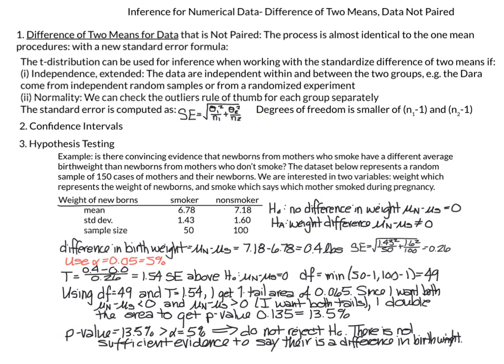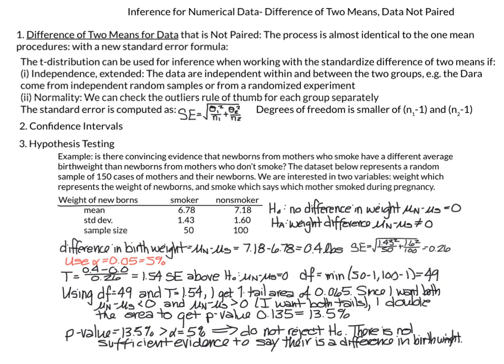Since there are two groups, we need a standard error that takes into account the two groups. So it's the standard deviation for the first group squared over the number of samples in the first group, plus the standard deviation for the second group squared over the number of samples in the second group. We also have the degrees of freedom, since we're using the t-distribution, which is the smaller of n1 minus 1 and n2 minus 1. We will be doing confidence intervals and hypothesis testing, and this is one of our main examples we'll go over in just a minute.